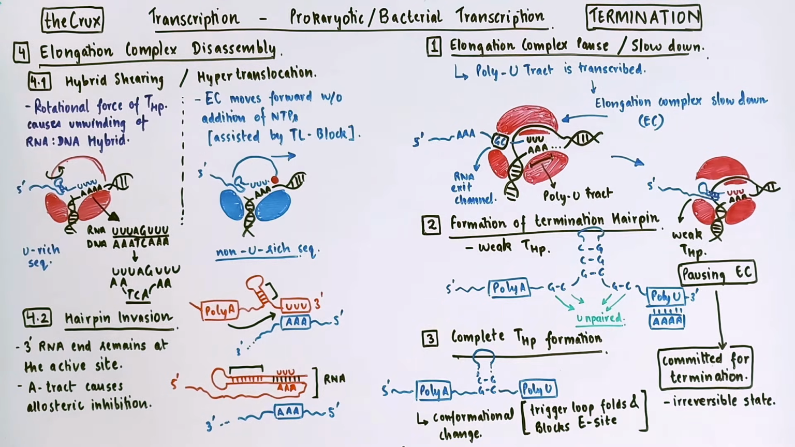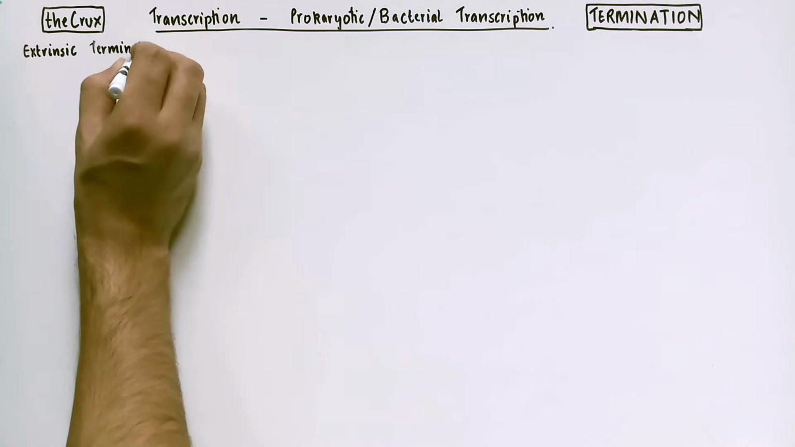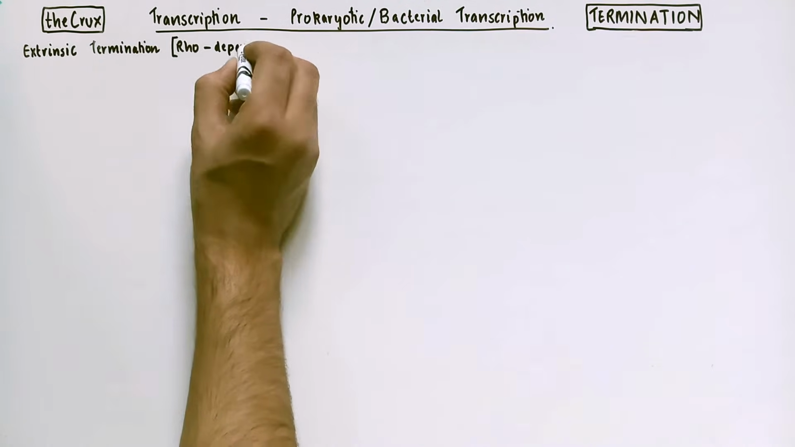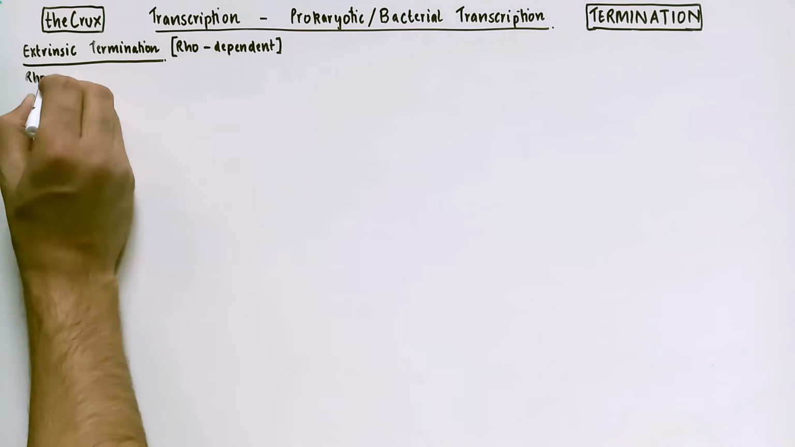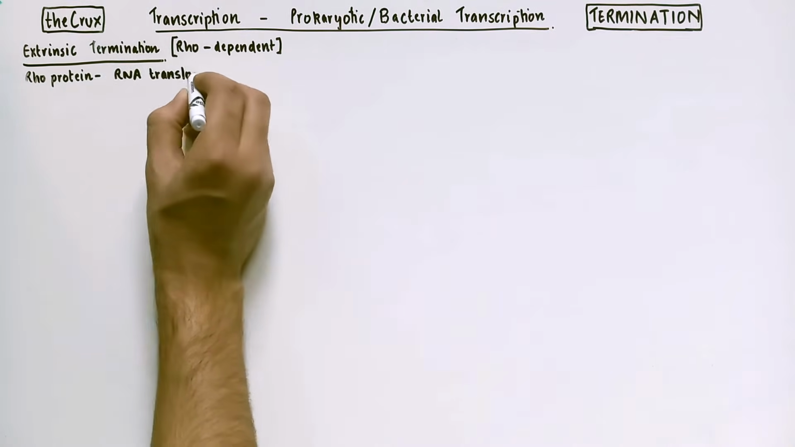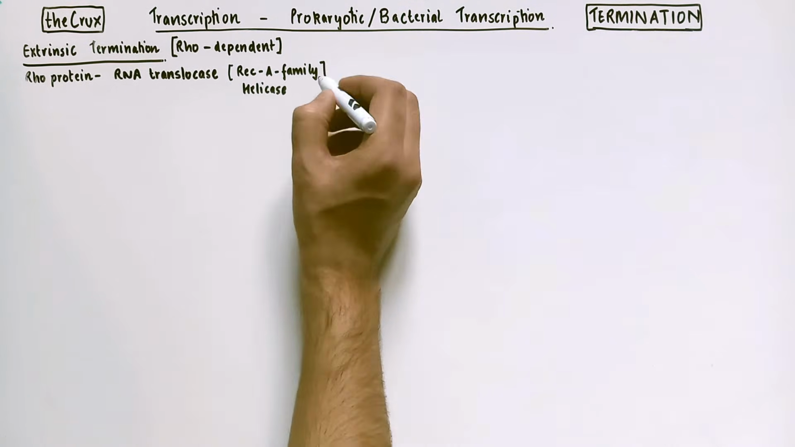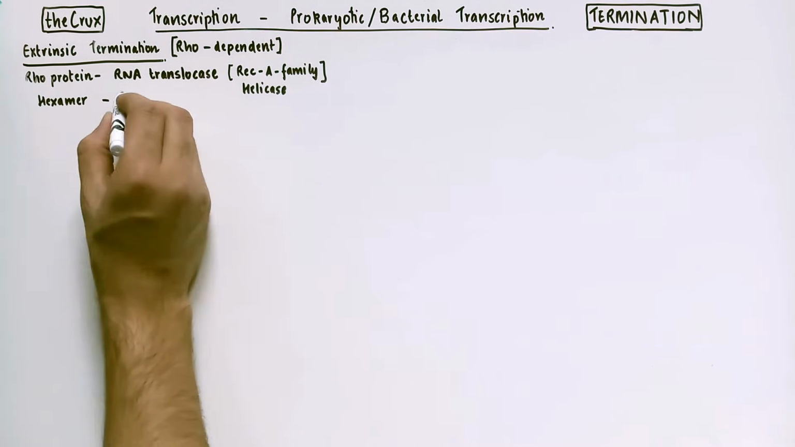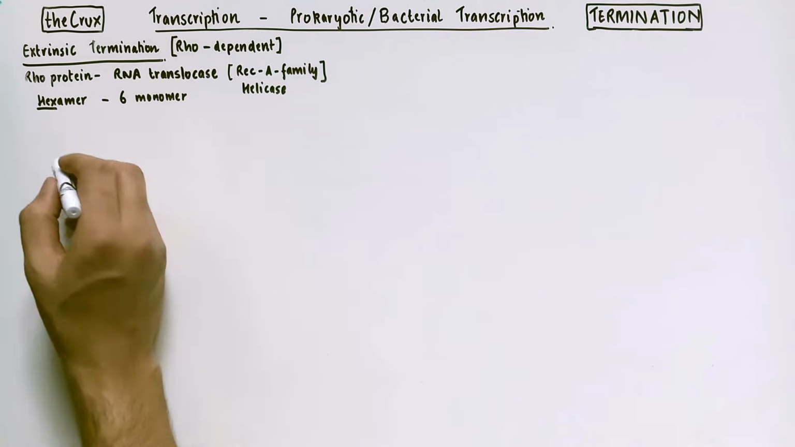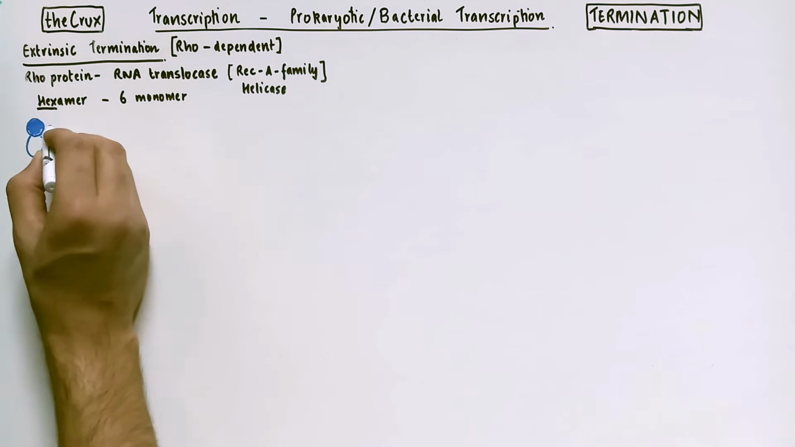Now let's talk about the second mechanism, which is the extrinsic termination mechanism, also known as the Rho-dependent termination mechanism. So Rho protein, as we said before, is an RNA translocase, which is a member of the Rec-A family helicase. It is a hexameric protein, meaning that it is made up of 6 monomers. The hex here means 6. So let's see the simplified structure of the monomer.